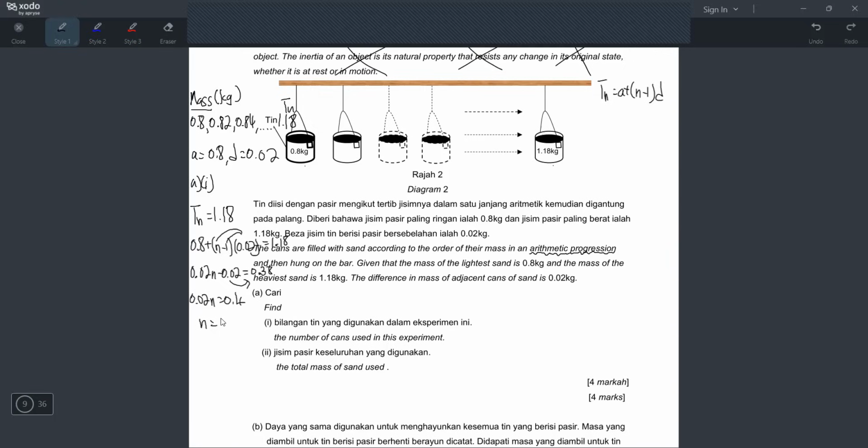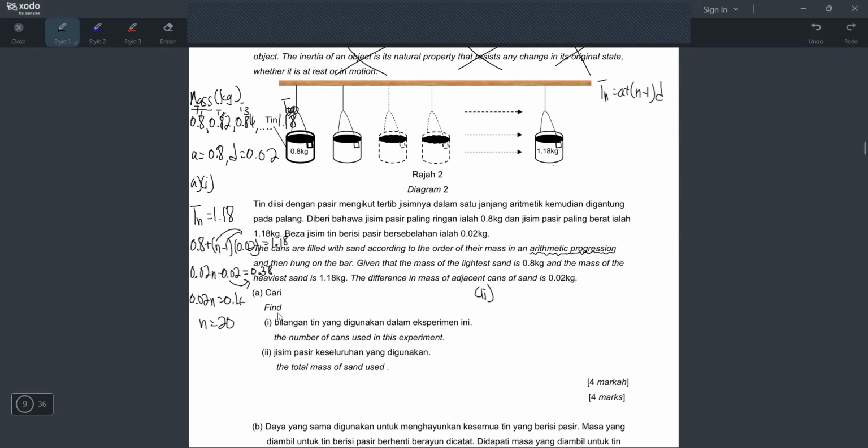Okay, what do you get for the answer? 20, right? So this is 20. Okay. So it means there are 20 cans here. It means this is T20. Okay. This is T1, T2, T3, and there's T20. So this is the answer for question 1. Now let's do question 2 here.